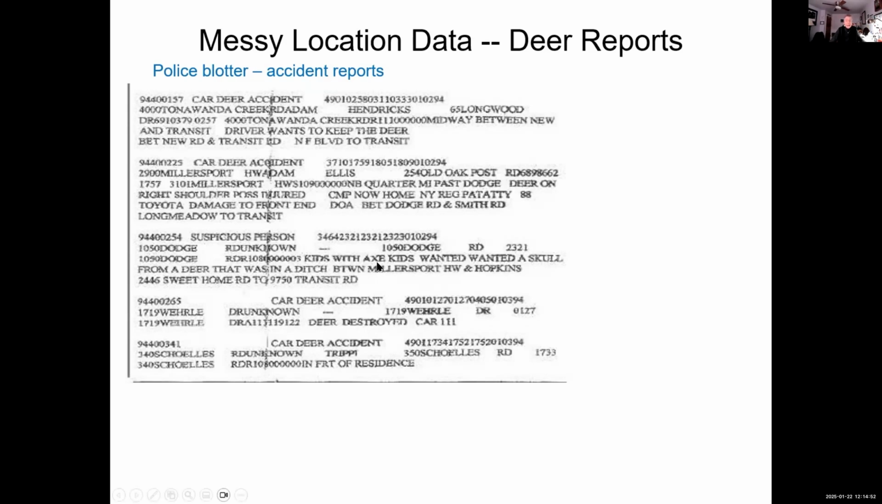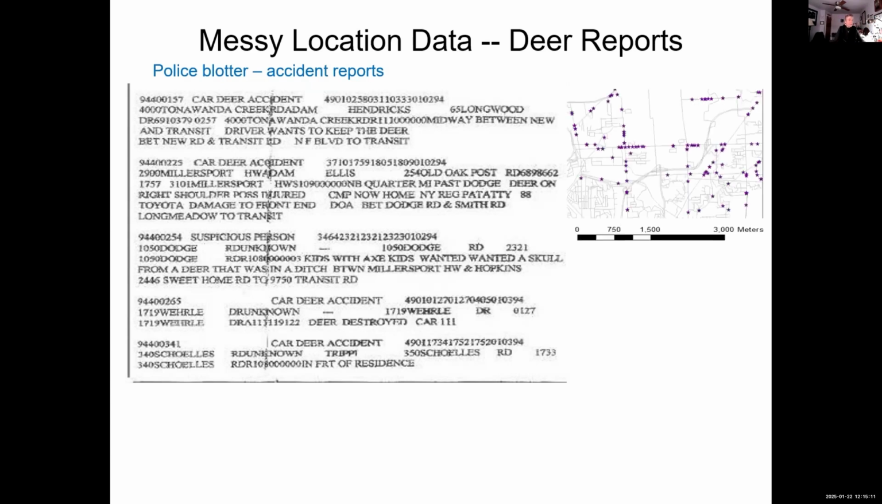Here's three kids with an axe who found a deer in a ditch along Millersport Highway. Somebody from 2446 Sweet Home Road reported it to the police, and the police came and told the kids, you can't start chopping things up in the middle of the highway. At any rate, a lot of this stuff. And Steve had hundreds of pages of this stuff, and he had to turn it into coordinates. So how do you situate poorly described locations, because it's obviously not all addresses, consistently?